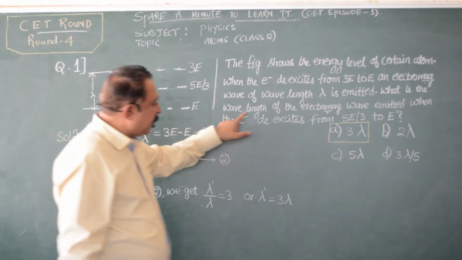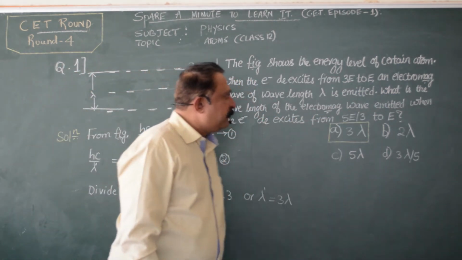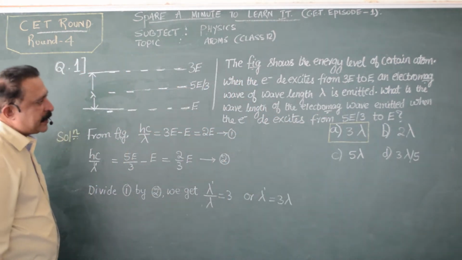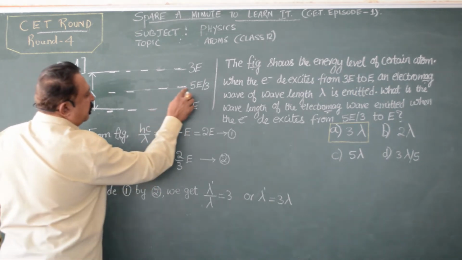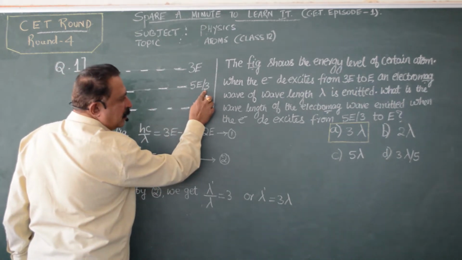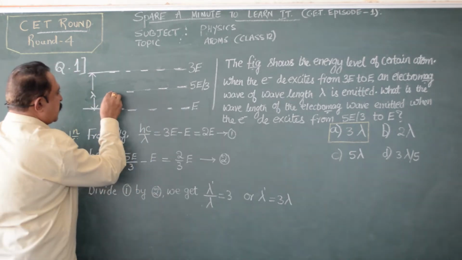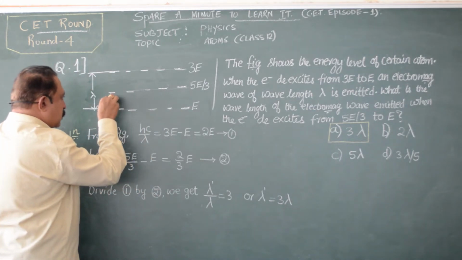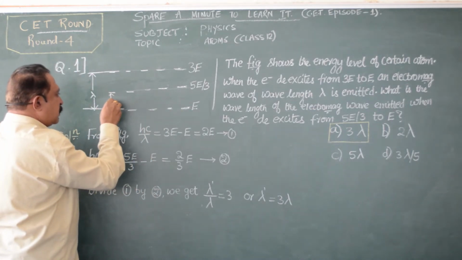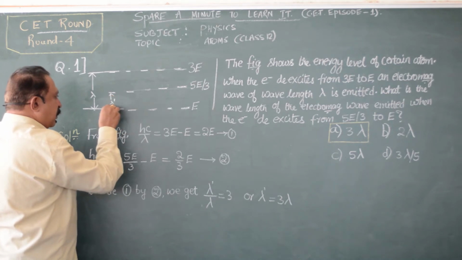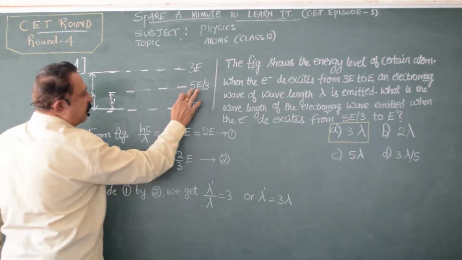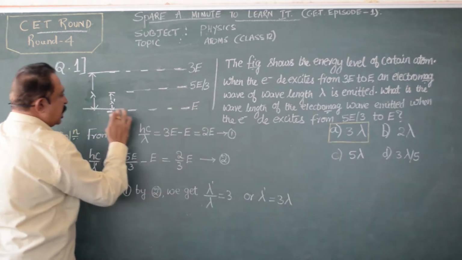Now we are supposed to find the wavelength of the electromagnetic wave when the electron de-excites from the phi e by 3 energy level to the first energy level. Let's mark the wavelength for this particular transition from the phi e by 3 state to the E state as lambda dash.